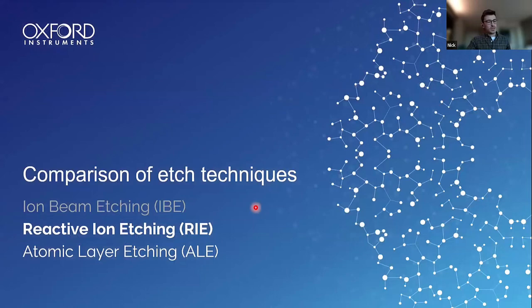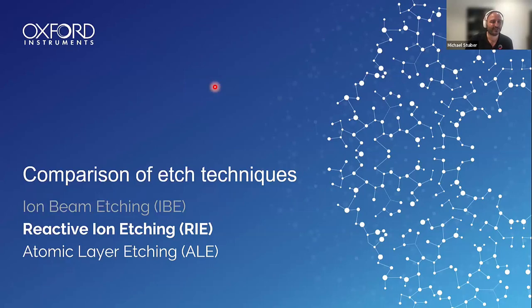I think with that, we can maybe take a short break before I then go and talk about the reactive ion etching and atomic layer etching. So I think, Michael, we mentioned maybe a 5-minute break? Sounds good, Nick. Cool. I think we're good to go, Nick, if you want to continue. Okay, yeah.